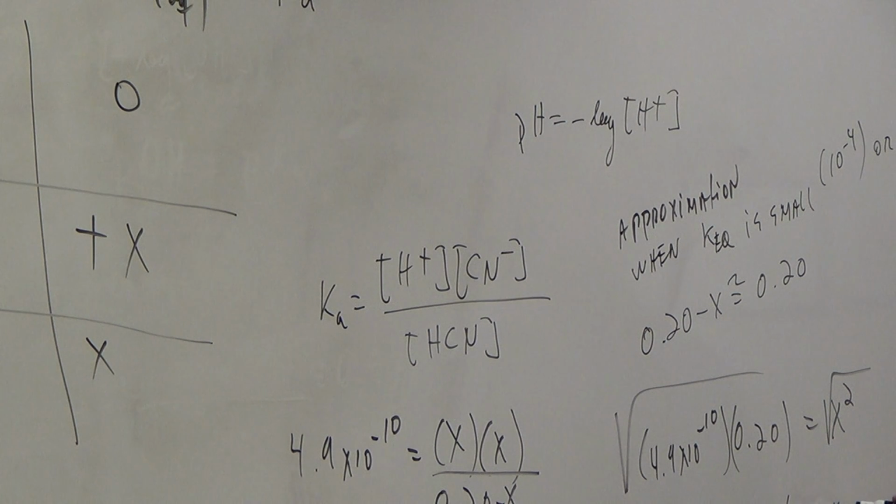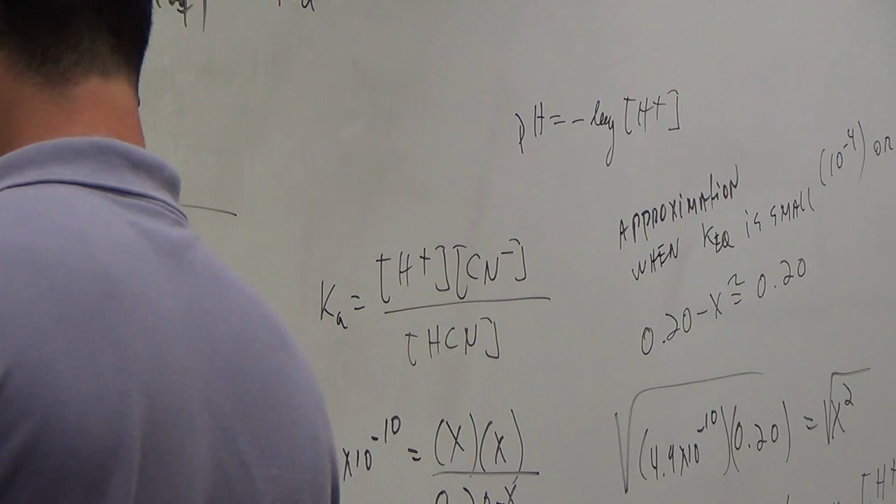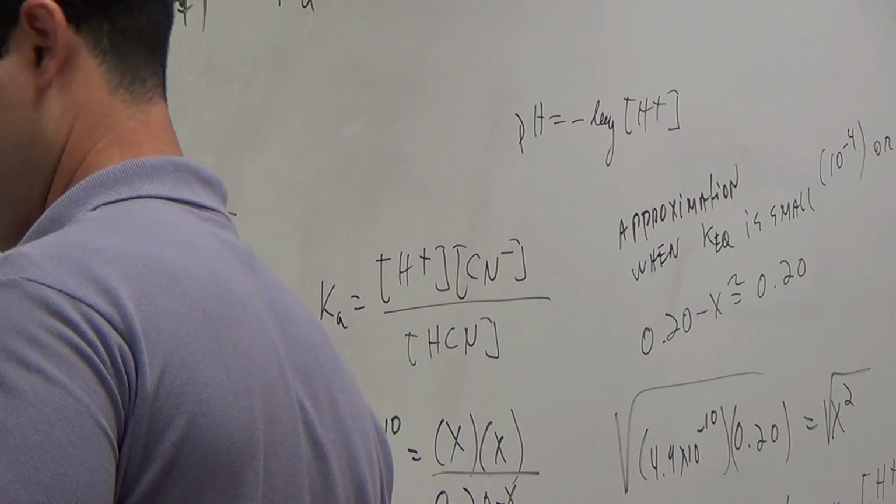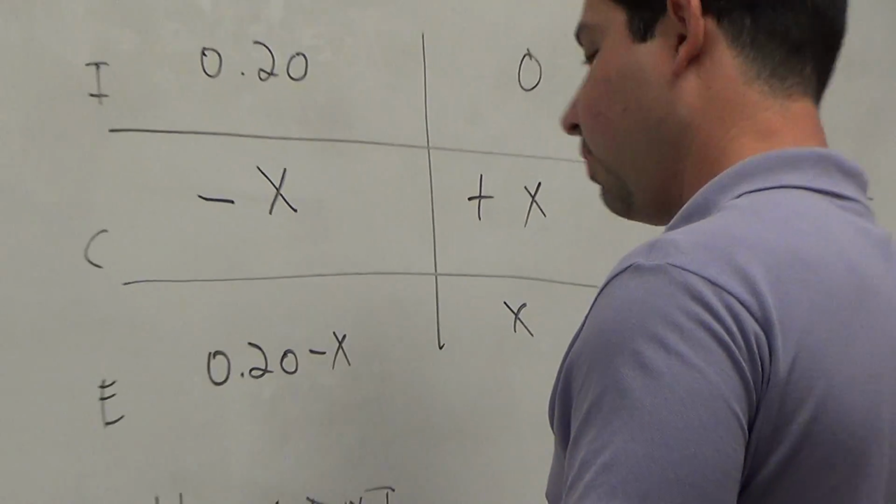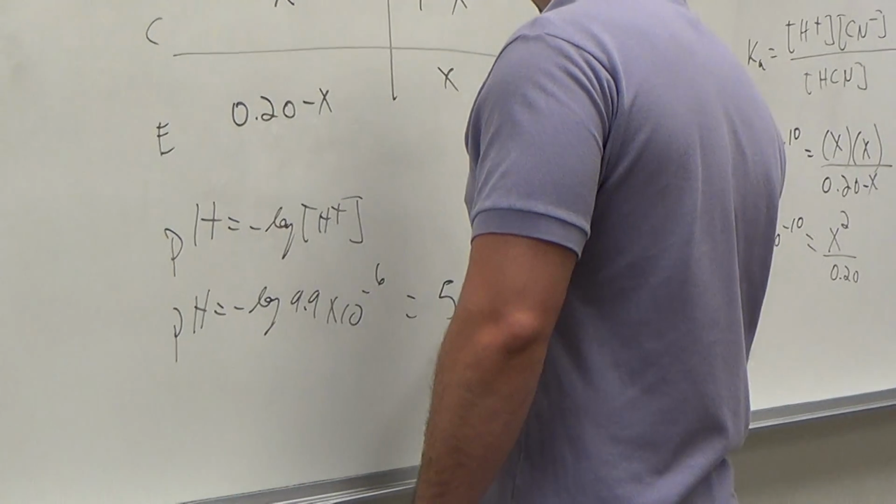What is this x? X is the concentration of H plus at equilibrium, and it is also the concentration of CN minus at equilibrium, yes? I don't care about CN minus because I need to find the pH. So the pH is negative log of H plus. So the pH is negative log of 9.9 times 10 to the minus 6. What's the number? 5.0.